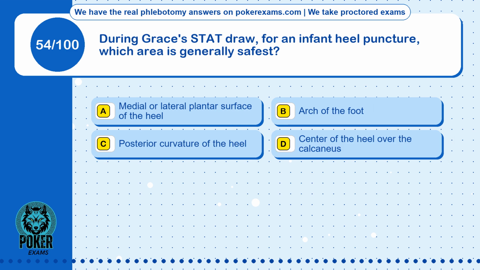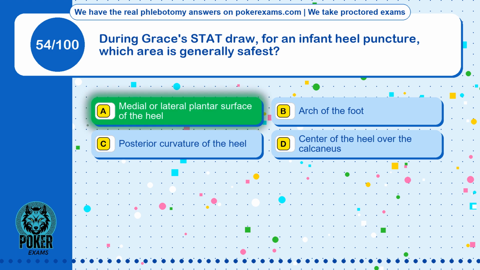Question 54. During Grace's stat draw, for an infant heel puncture, which area is generally safest? Option A, medial or lateral plantar surface of the heel. Option B, arch of the foot. Option C, posterior curvature of the heel. Option D, center of the heel over the calcaneus.